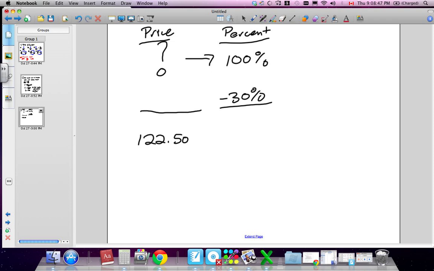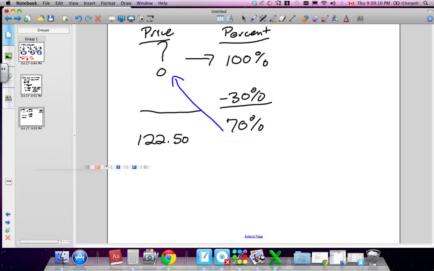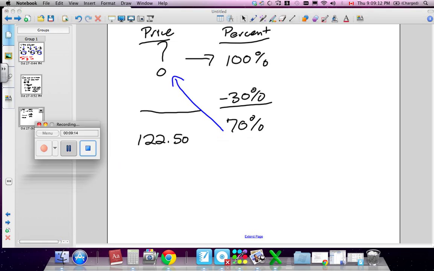So it says Miguel bought a bike. He had a 30% discount, so we subtracted 30%, and he paid $122.50. We don't know what the original price is, but they want to know. So how would we find the percentage? 70%. I subtracted. So he paid 70% of the original price, right? That's the first part.